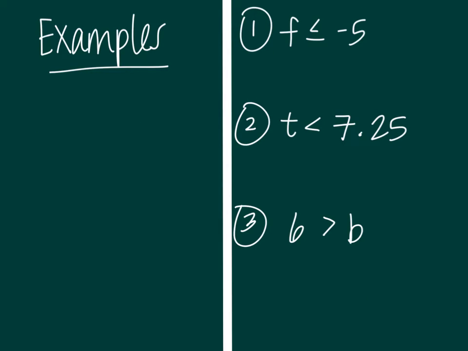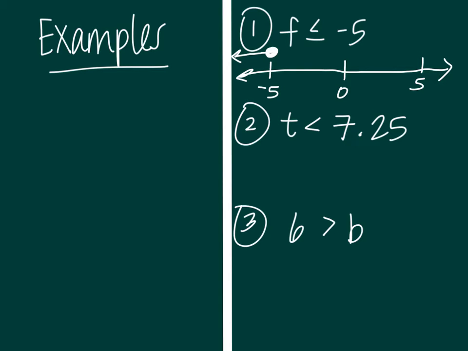Alright, let's try to graph these. Number 1, f is less than or equal to -5. Notice how I read it to myself. I'll draw a quick number line, put 0 in the middle, then -5. I'll also put 5 on the other side. Because there's an equal to, it'll be a closed circle. To show numbers less than or equal to -5, my line will go to the left. That way it includes all numbers less than or equal to -5.